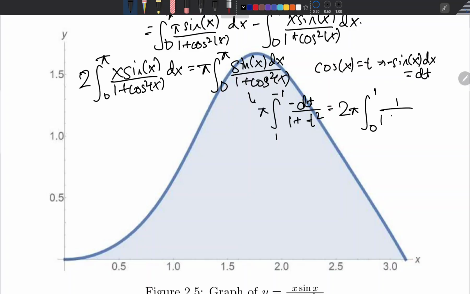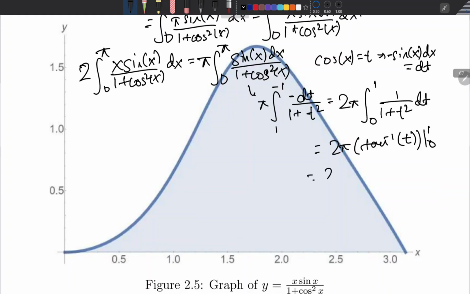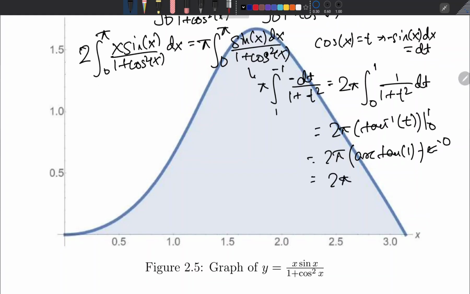And we have 1 over 1 plus t squared dt, and this is quite easy because it's arctangent of t from 0 to 1, and we are having 2 pi, so arctangent of 1 minus arctangent of 0 is just 0. Arctangent of 1 is pi over 4, right? So we have pi, and it comes out to be pi squared over 2, right?